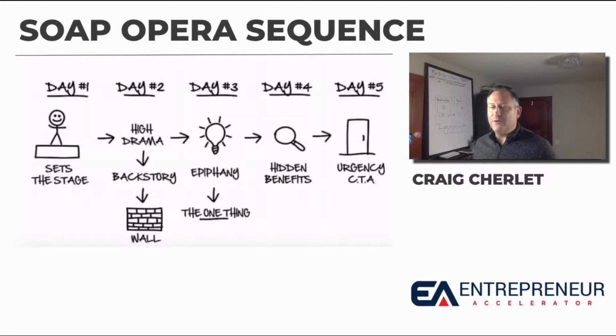And so on day 2, here's where you go high drama. This is, hey, I was living on my own and I had no money and I was broke and all these bad things were happening. And then all of a sudden I hit a wall and I just had enough and I couldn't take it anymore. And so you bring that into your email copy and really communicate that on day 2, again opening the loop at the end of your email saying, hey, tune in tomorrow, next day, all those kinds of things.